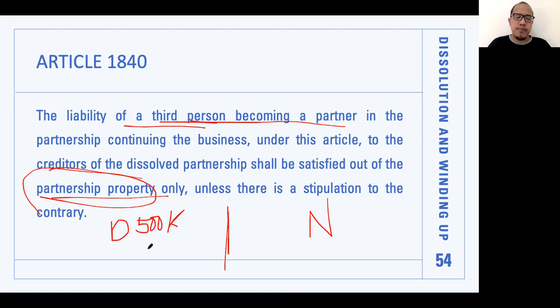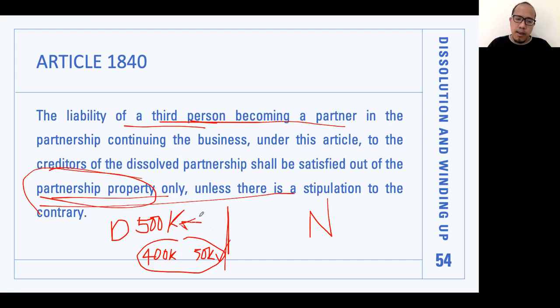Nag-contribute siya. For example, ang naabutan ng assets ay 400, nag-contribute siya ng 50. So ang total assets ng company, ng partnership na na-dissolve, na naabutan niya, ay 450, including yung kanyang contribution. So 450 na ngayon yung common fund, which is the partnership property. Ano ngayon yung kanyang pananagutan?